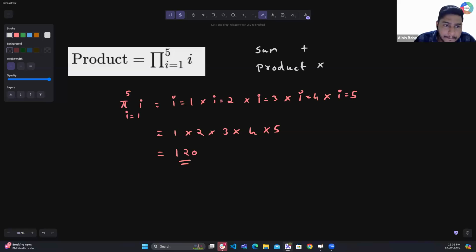Yeah. Pi of i equals 1 to 5, from 1 to 5 of i. That's how we read it. Yes, we can start from 4. We can go till 5. It's up to you how you want to take the sequence. I have taken one so that it's simple to understand.